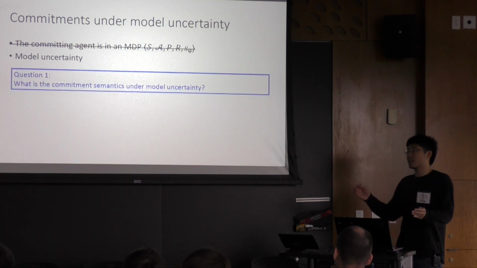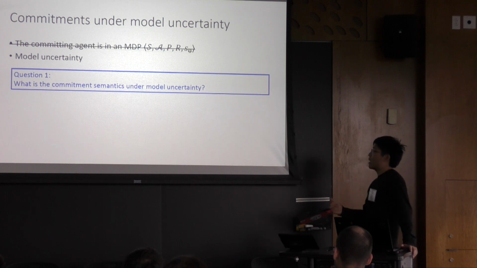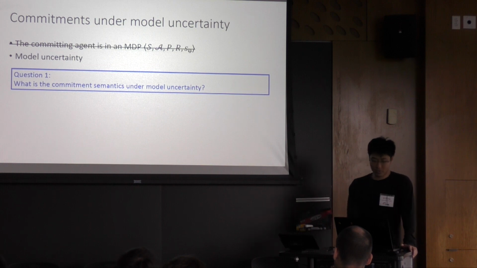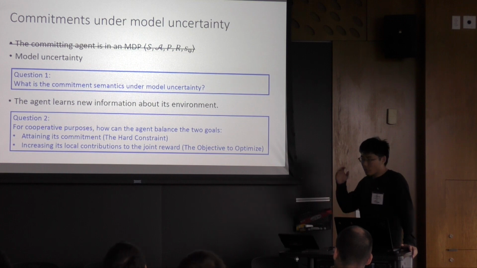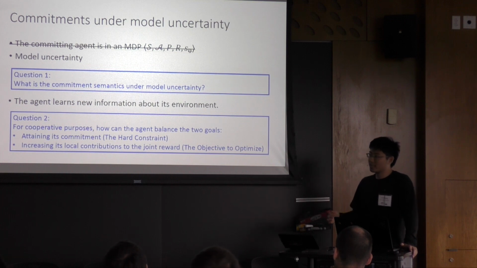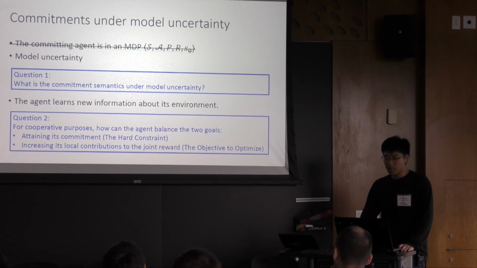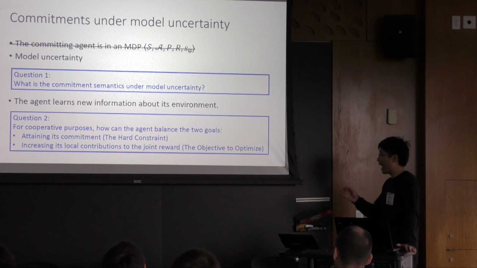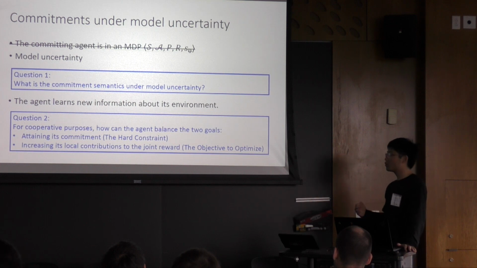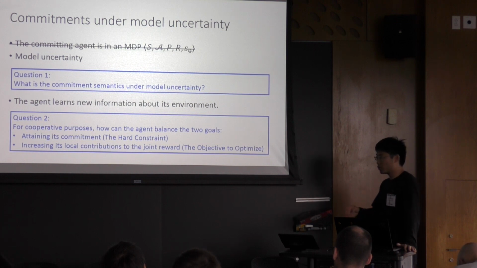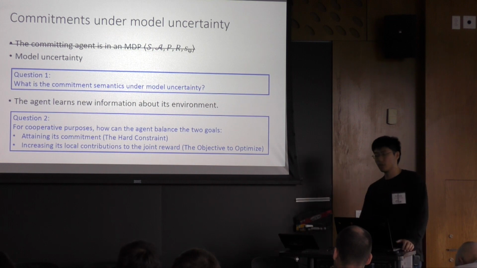Our first question is, what are even the commitment semantics under this uncertainty? What does it mean to make a commitment when you have model uncertainty? The second question is, how does the committing agent deal with its dilemma? Of course, the agent will learn new information about the environment and reduce its uncertainty during execution. It has two contradicting goals that it has to balance. The first is that it wants to attain its commitment, which is a hard constraint. And second, it also wants to increase its local contribution to the whole team, which is the objective we want to optimize.